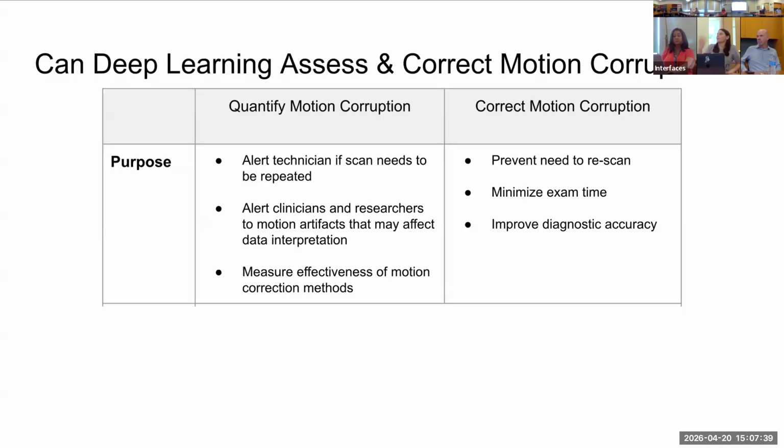Okay. So can deep learning, which is the main focus of my lab, assess and correct motion corruption? Why would we want to assess it? Well, quantifying motion corruption could be important because it can alert the technician if a scan needs to be repeated. The number one reason there's big problems with cardiac MRI is because the technician doesn't always know if the scan needs to be repeated. A lot of the time it can be fixed, or at least you can get as much information as you need from it if you just change the scan parameters or instruct the patient to do something differently. This isn't always so easy for someone to know, especially if they're not a physician.